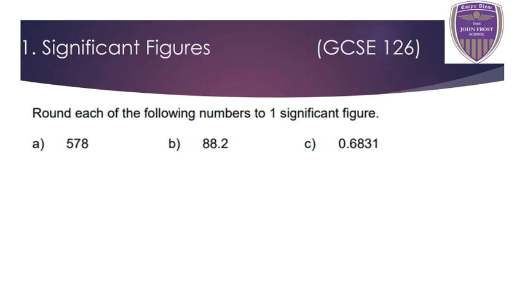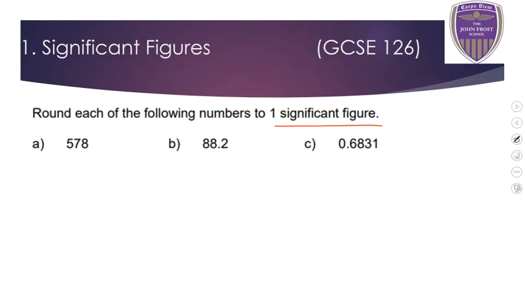All right, so it says round each of the following numbers to one significant figure. So you need to remember one significant figure is after the first digit, as long as that first digit is not a zero. So the first significant figure in a number is the first number that's not a zero, basically. Okay, and then after that, your usual rules of rounding will apply.